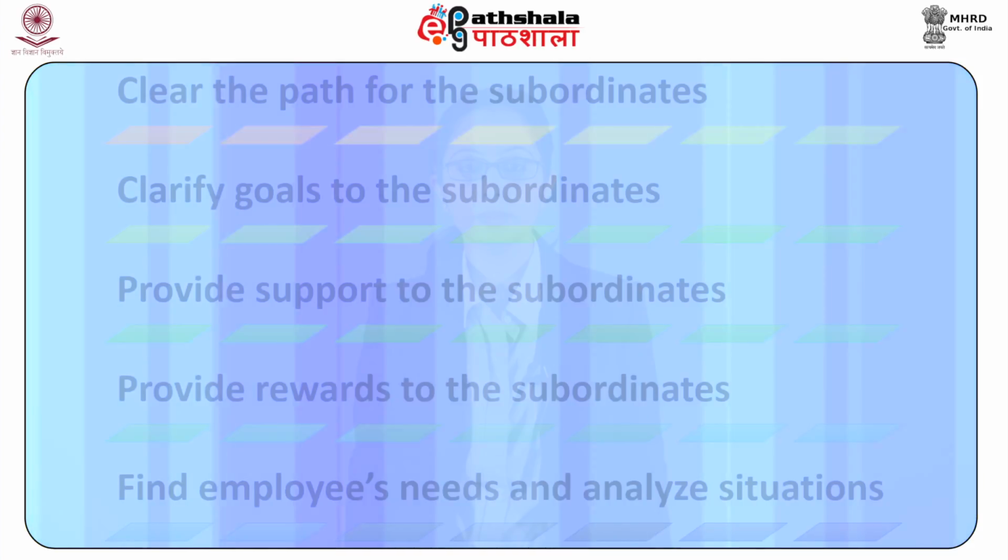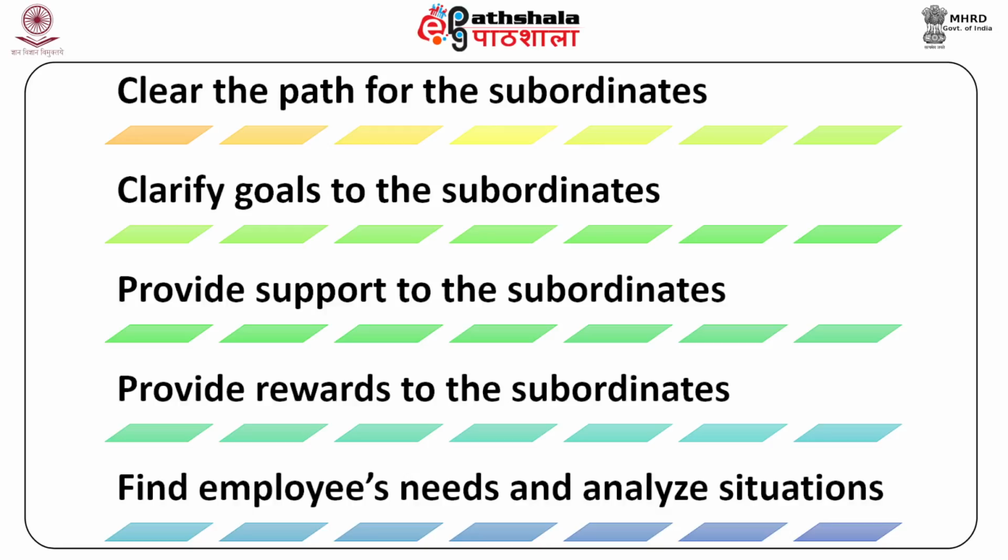The leaders motivate subordinates by clarifying the path to personal rewards that result from attaining work goals. The leader can increase the number and kind of rewards available to the subordinates. Also, he feels that by doing so, the subordinates will be motivated to work towards the accomplishment of the organizational goals. In a nutshell, the leaders are to do the following tasks: clear the path for the subordinates, clarify goals to the subordinates, provide support to the subordinates, provide rewards to the subordinates, find employees' needs and analyze situations.